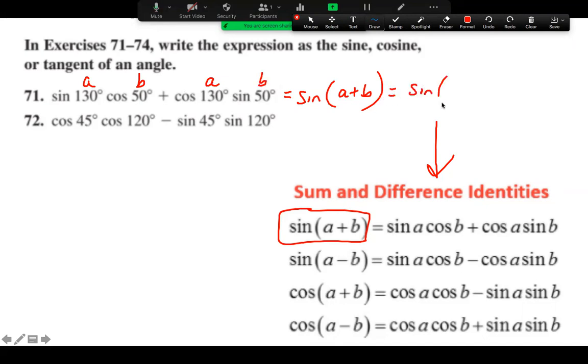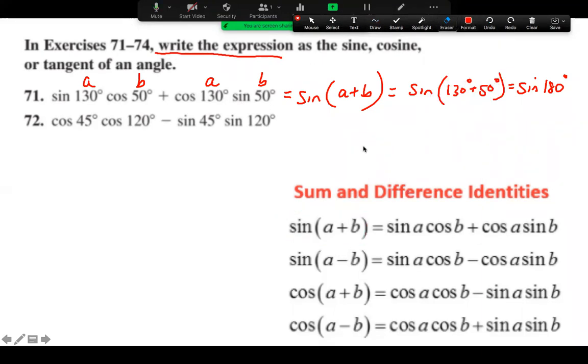So we can say that it's the sine of, substituting these in, 130 plus 50. If we get a sum there, that is just sine of 180 degrees. Now, the sine of 180 degrees is 0, but we weren't asked to solve. We were just asked to rewrite the expression as the sine of a single angle. So all this is exactly the same value as sine of 180 degrees. All right, I'll leave that on the screen and let me switch colors here.